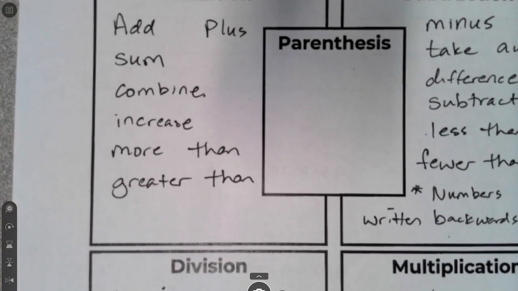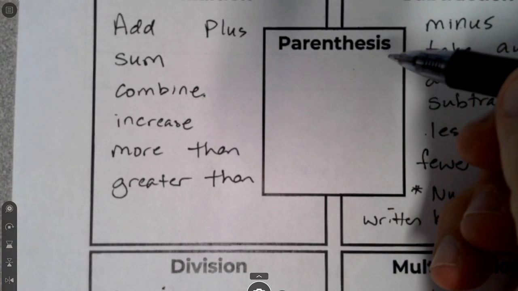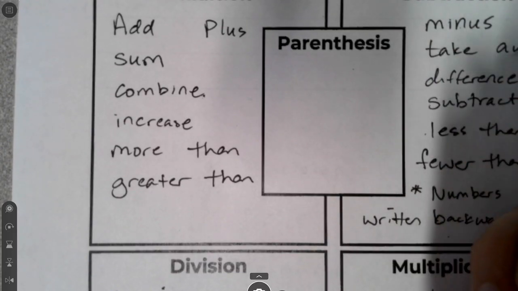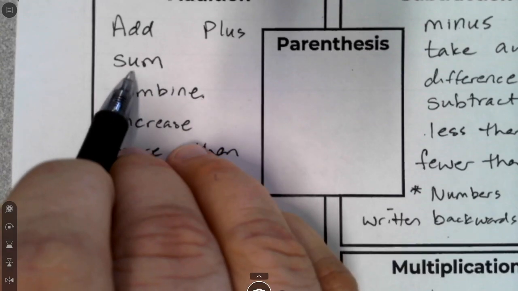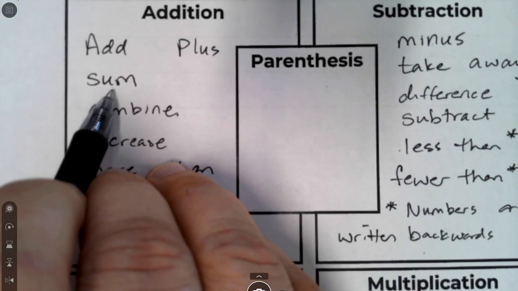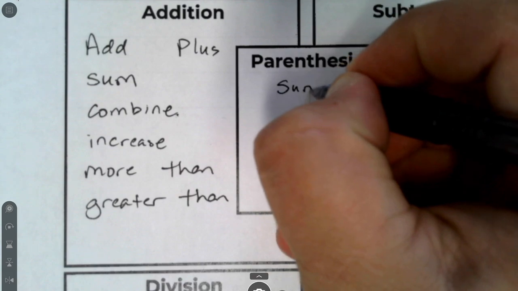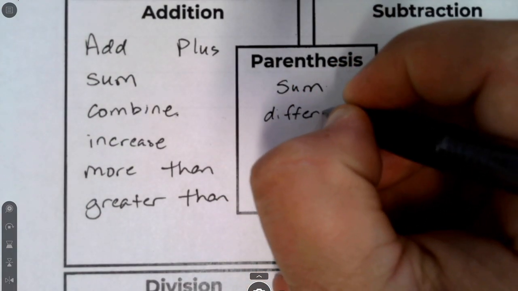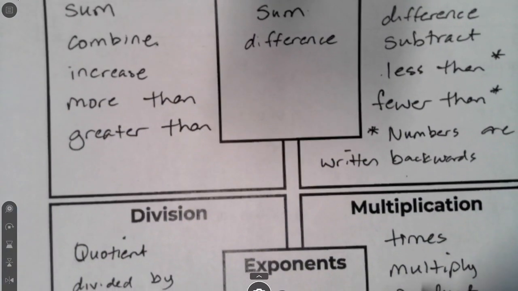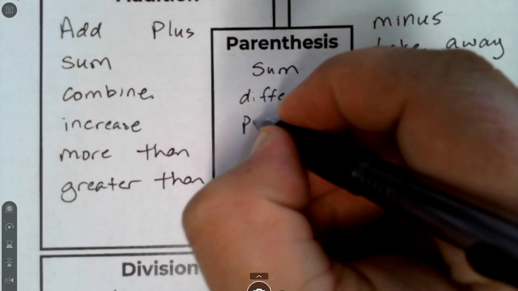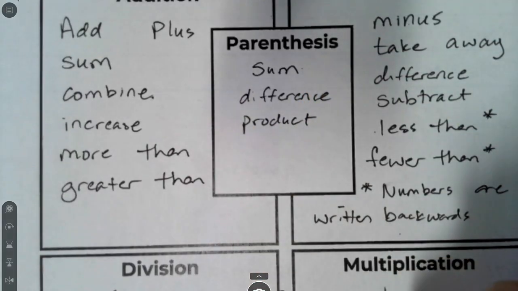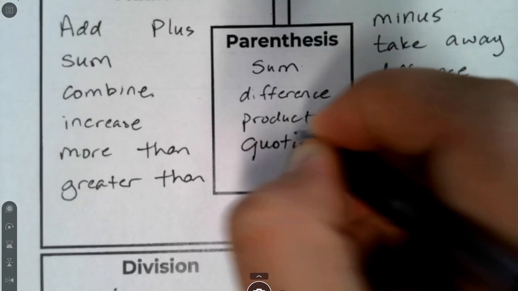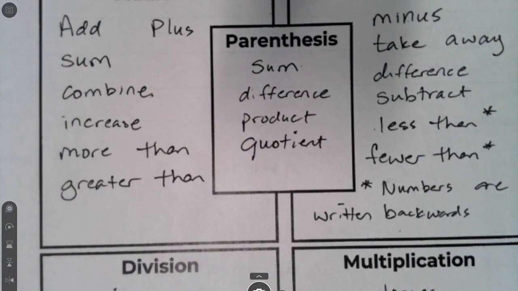Okay, we're going to briefly talk about parentheses. I don't think we'll actually encounter any of these in pre-algebra, but I know if you take me in algebra, this will come up. So the special words that mean the result of addition, sum, the result of subtraction, difference, the result of multiplication, product, and the result of division, quotient. That all goes in there.